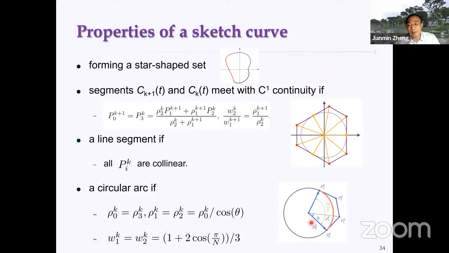So if you set the radial coordinates properly, and also set the weights properly in this way that involves the angle theta, then we can prove the rational Bezier curve is a circular arc. So in that case, we can represent the circle exactly. So those are some representations for our sketch curves.